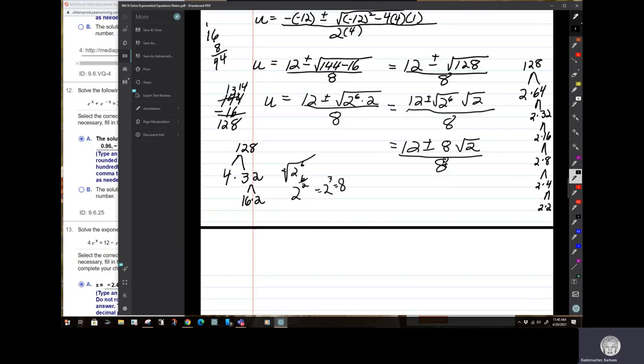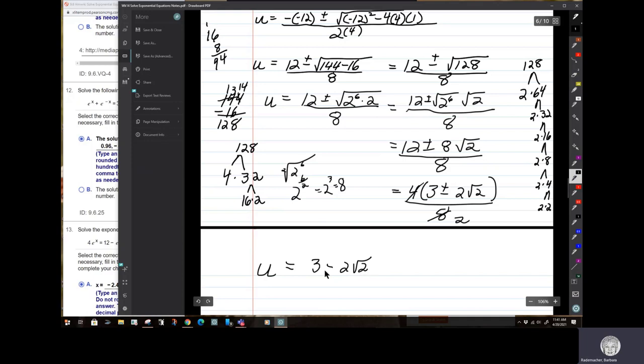Now, the thing is that while 8 cancels that, it doesn't cancel that. Therefore, I'm going to pull out 4 as a common factor. That'll be 4 times 3 plus or minus 2 times the square root of 2, all over 8. 4 goes into 8 2 times. And so U equals 3 minus 2 times the square root of 2 over 2, and U equals 3 plus 2 times the square root of 2 over 2.